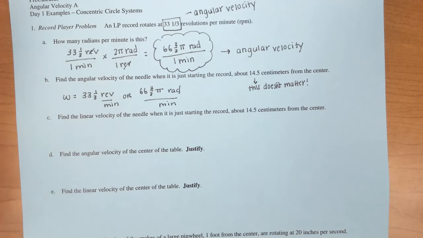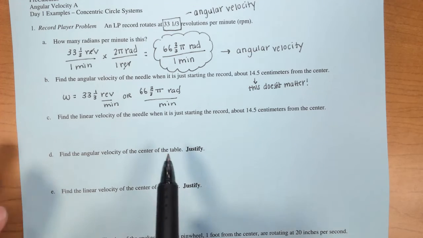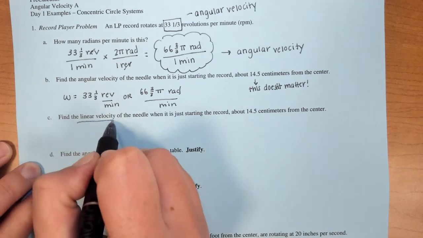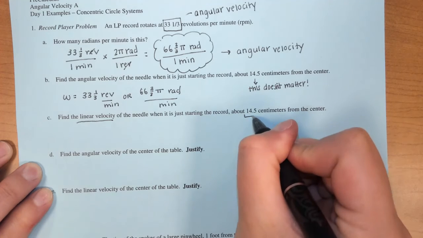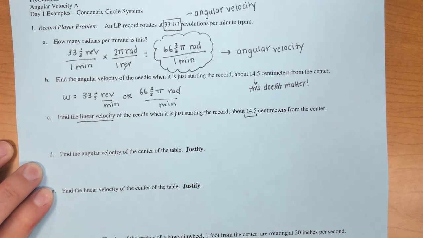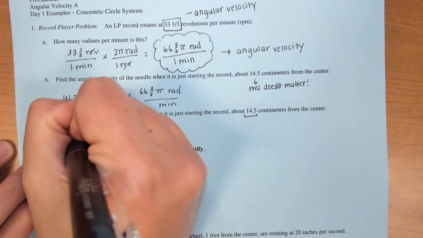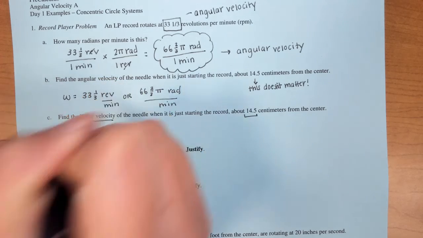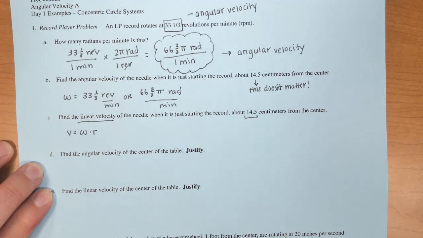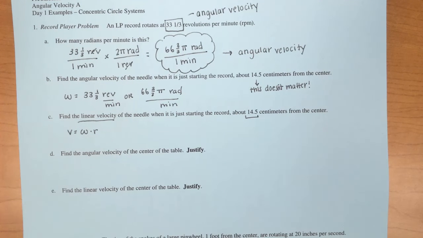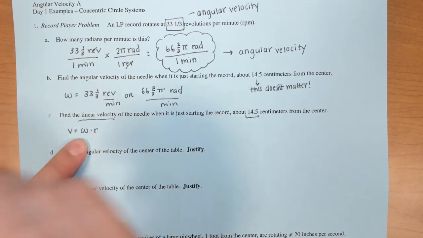Okay. The next problem, though, find the linear velocity of the needle. So with linear velocity, the distance from the center does matter. So let's write the equation of linear velocity. The equation for linear velocity is equal to the angular velocity times r, the distance from the center. So let's fill in what we do know. The first thing we need is the angular velocity.